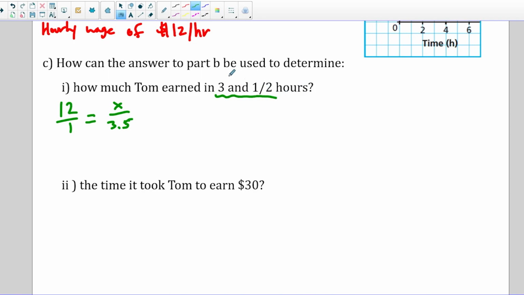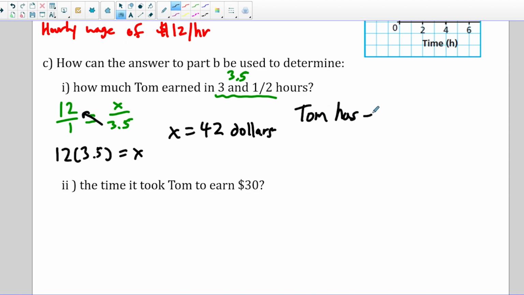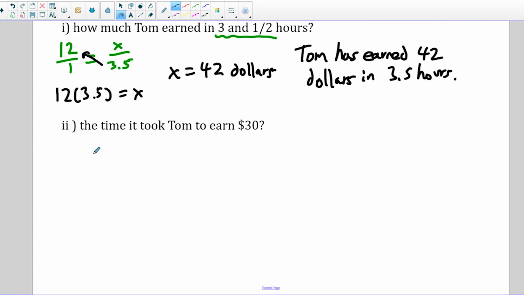And maybe I'll note, where did I get the 3.5? 3.5 is the same thing as 3.5 over 1. So we don't really need to cross multiply here. Let's go ahead and multiply that by 3.5. So we have 12 times 3.5 is equal to x. And it just so happens that x is also equal to 42. So it does seem like 42 is the answer to everything. So $42. So Tom has earned $42 in 3.5 hours. Next, we're going to figure out how long it took Tom to earn $30.